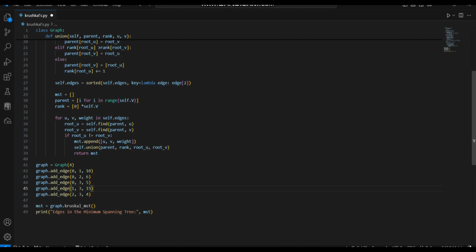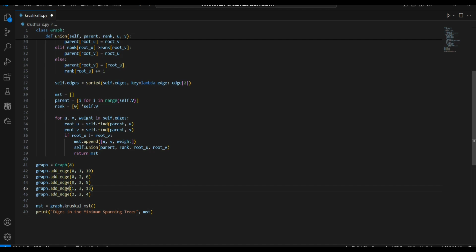The graph is equal to Graph of 4. The graph adds edges: 0 to 1 is weight 10, 0 to 2 weight is 6, 0 to 3 weight is 5, 1 to 3 weight is 15 and 2 to 3 weight is 4. Minimum spanning tree is equal to graph.kruskal. We need to call the Kruskal minimum spanning tree function.